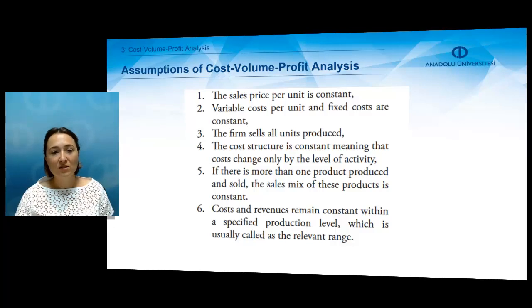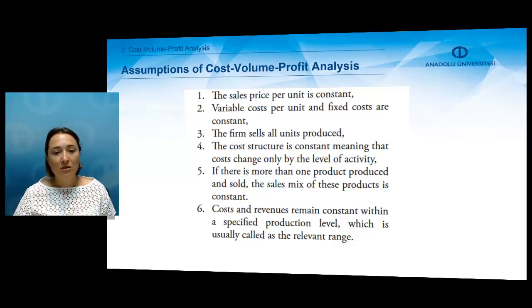The fourth assumption is that the cost structure is constant, meaning that costs change only by the level of activity, not by other kinds of constraints. The level of activity here means the level of production. If we produce more, then the cost is like this, and if we produce low quantities, the cost is like that, not because of any other factor.